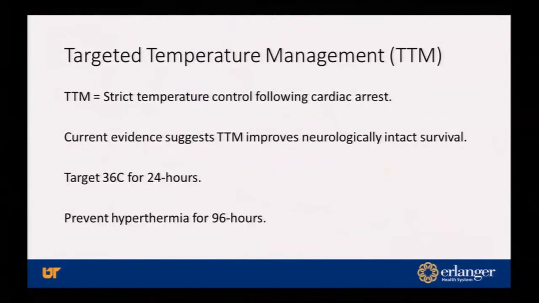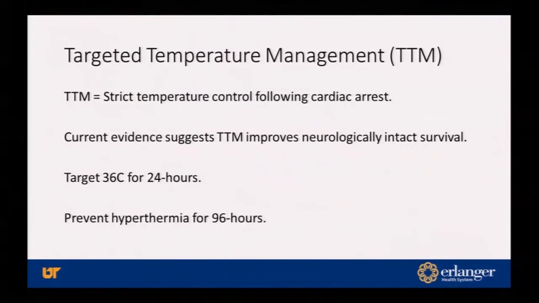Okay, so when you achieve ROSC, there has to be a conversation about targeted temperature management. Whether you choose to do it or not is going to be a discussion with your team, but it should be a conversation. And the whole point of targeted temperature management is that there's some evidence suggesting that you may improve your neurologic outcome when you have patients who get into a targeted temperature post-cardiac arrest.